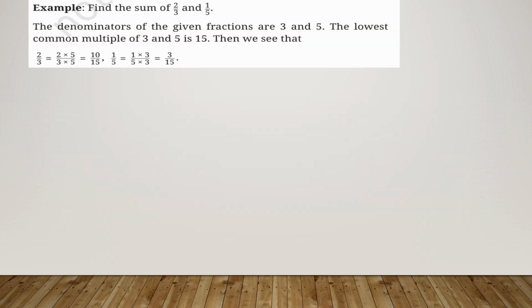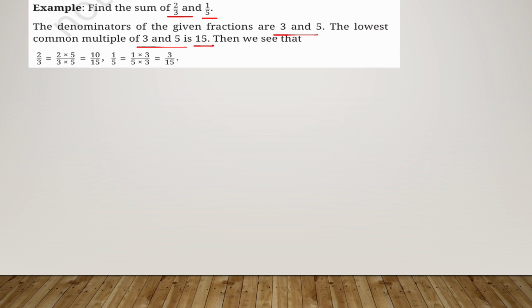Find the sum of 2 by 3 and 1 by 5. See, here two fractions are given, 2 by 3 and 1 by 5. Here, the denominators are different. In 2 by 3, the denominator is 3. In 1 by 5, the denominator is 5. The denominators of the given fractions are 3 and 5. The lowest common multiple of 3 and 5 is 15. You take the product 3 into 5, that is 15.